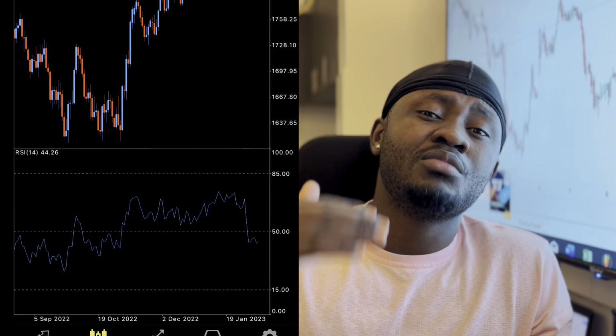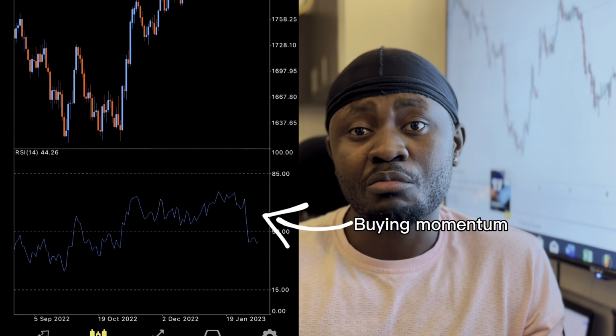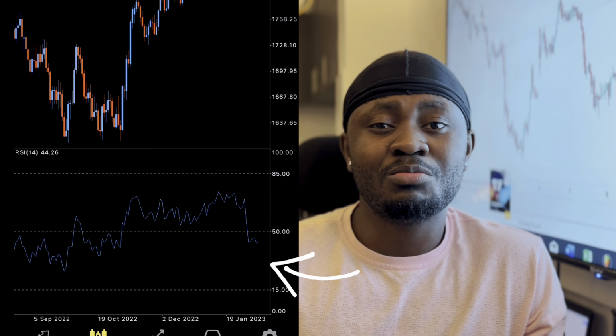I'll give you an example, like the RSI. I'm someone who basically trades with the RSI. If I can see the momentum on the RSI, if it's above 50, then I know we have buying momentum. But if it's below 50, then sellers have momentum. There's also another way I use the RSI. If the market is overbought, then we're likely to see sellers coming into the market. But if the market is oversold, we're likely to see buyers.